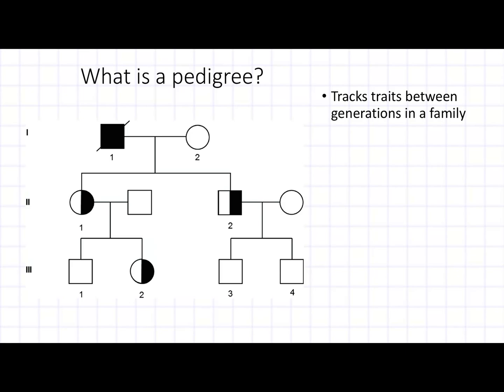So to point out a few key facts first, when we have a square, that tells us we have a male. When we have a circle, this indicates the person is a female. Now, when the square or the circle is completely shaded in, this means the person is affected with whichever trait we're trying to follow. It doesn't matter what trait it is. When it's all shaded in, that means the person is affected. When it's not shaded in, this means the person is unaffected, meaning they do not carry the trait that we're looking at.